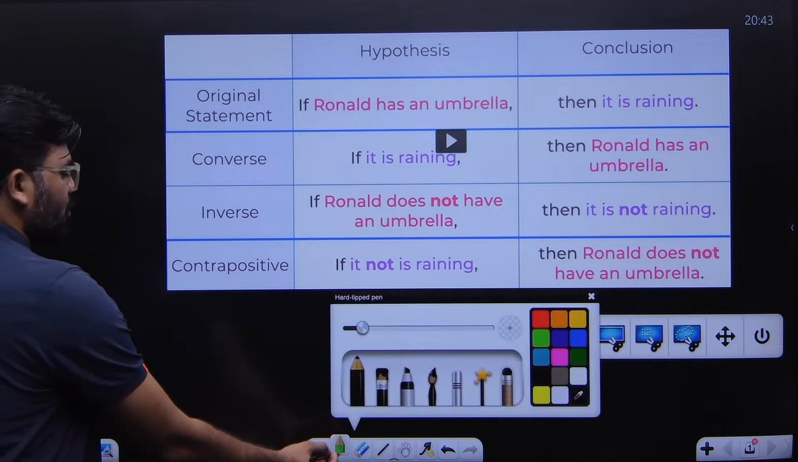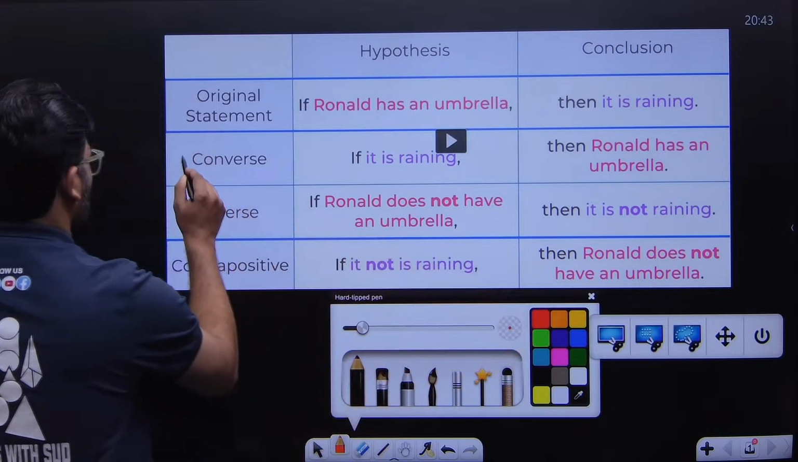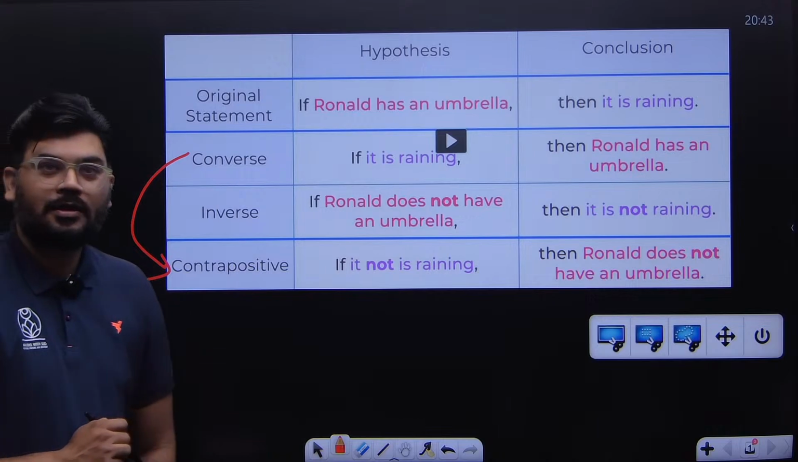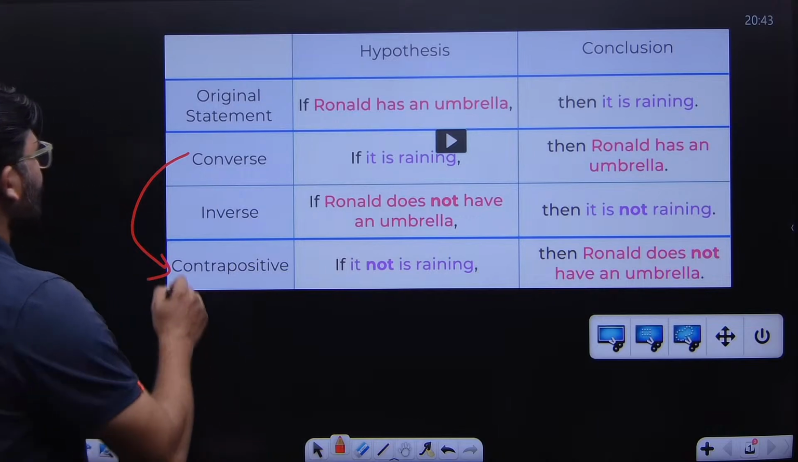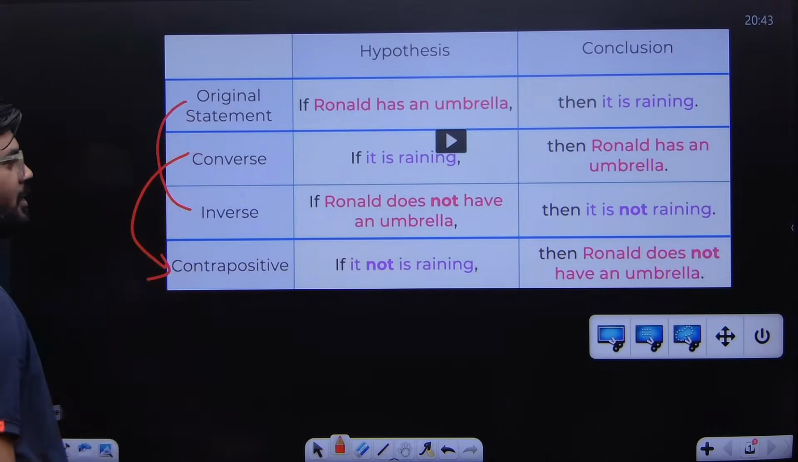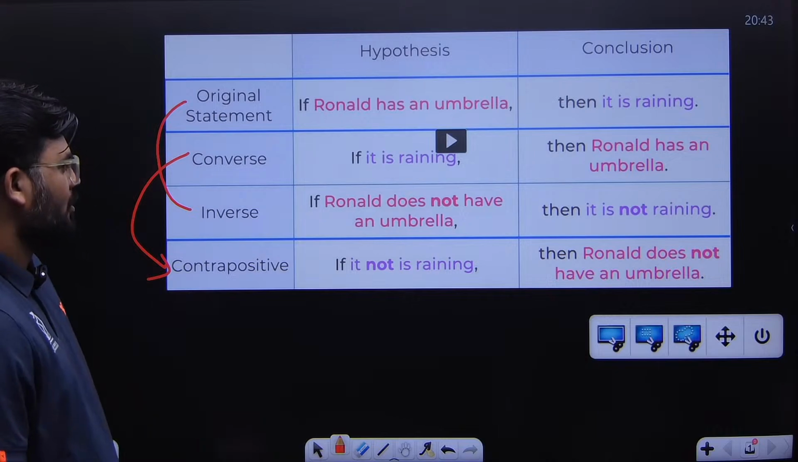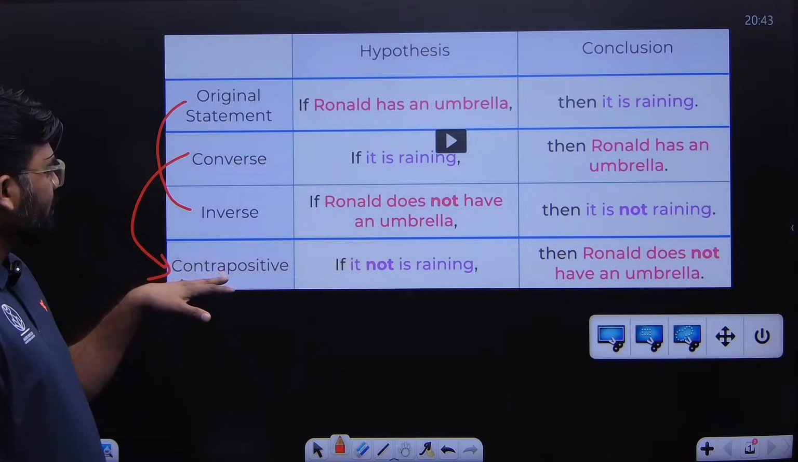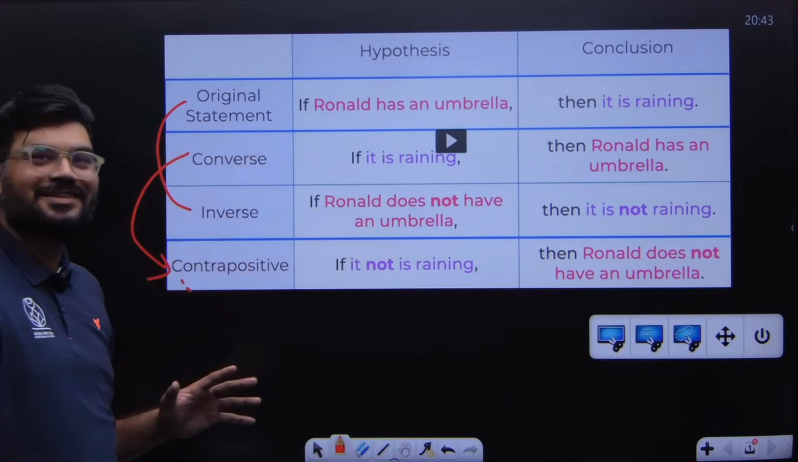So contrapositive is the inverse of the converse, and inverse is the inverse of the original statement. Are you getting it? Contrapositive is the inverse of converse.